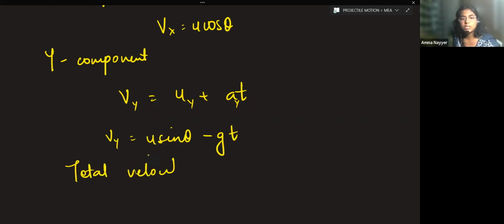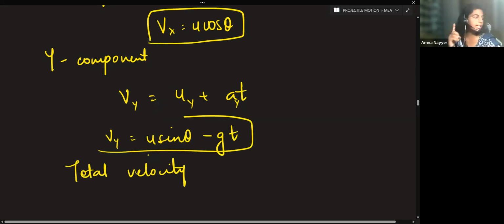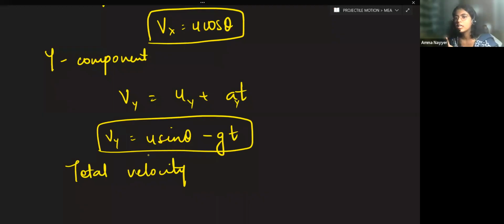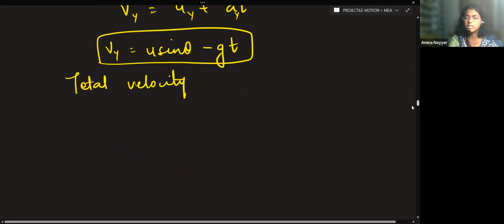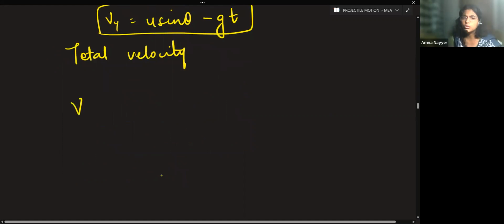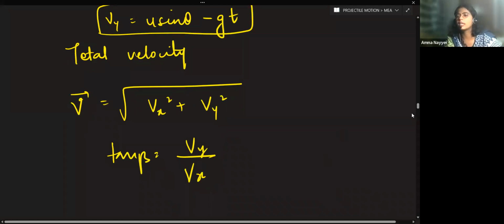Total velocity. So Vx you can calculate from here, Vy you can calculate from here. You will have both the x velocity as well as the y velocity components. If the x component is asked, just write simply u cos theta. If the y component is asked, write u sine theta minus gt. If total velocity is asked, you know how to calculate the magnitude: Vx square plus Vy square, the way we have been solving vectors. If tan beta is asked, then Vy divided by Vx. Both the velocities will be calculated the way you have been calculating normal velocities.